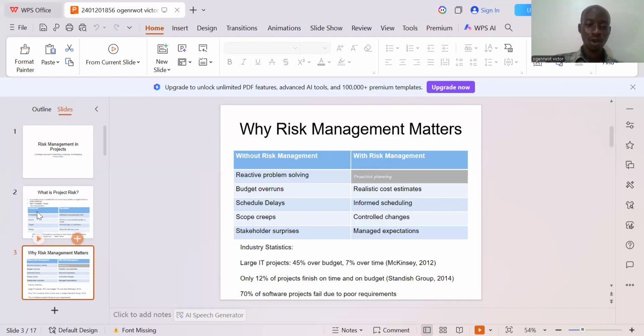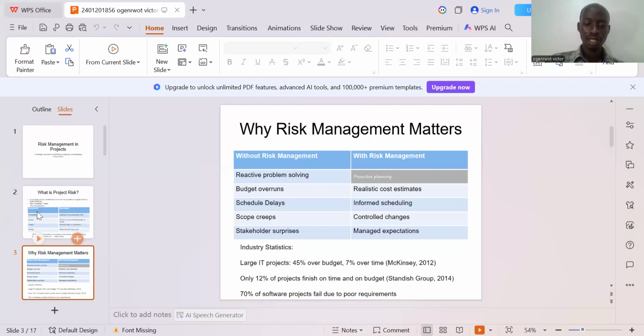So why do we need risk management? Here I have a small table showing what we encounter without risk management, and what gains we get with it. On my left, you have the reactive problem solving, the budget overruns, the schedule delays, the scope creeps. These are what we encounter when we don't plan for our project. And on my right-hand side, we have proactive planning. That's what you gain when you plan the project ahead: informed scheduling, realistic cost estimates, and controlled management.